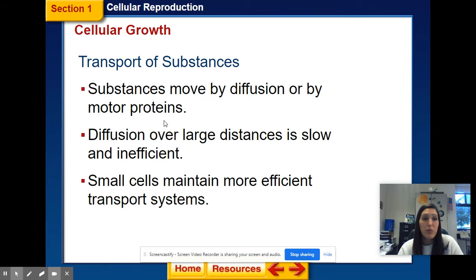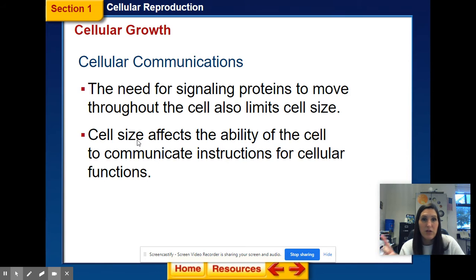Okay, also you could go through protein, motor proteins. Do you remember they look like the big proteins that are in the phospholipid bilayer where things move in and out? I hope so. All right, diffusion over long distances is slow and inefficient. Small cells maintain more efficient transport systems. So this slide's about why do we have to make a new cell? Because the cells can't grow too big. Small cells are better. Why are small cells better? Transport substances more efficiently. Okay, so that was transport.